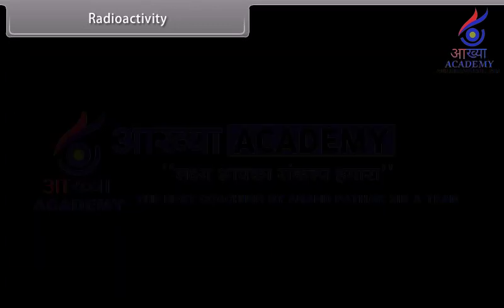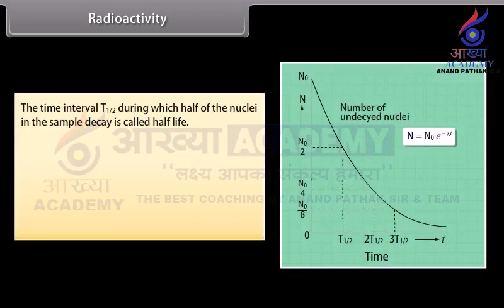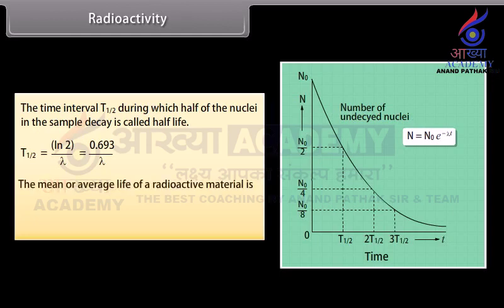Radioactivity. The time interval t½ during which half of the nuclei in the sample decay is called half-life. t½ is equal to ln2/λ, which is equal to 0.693/λ. The mean or average life of a radioactive material is τ, which is equal to 1/λ.